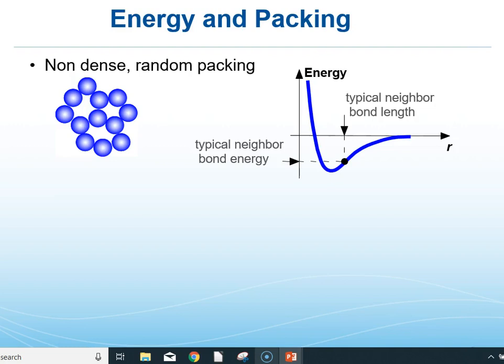Well, back to our equilibrium bond length. If you have random packing, a bunch of atoms that are just touching, it's a condensed solid. It's not a liquid we're looking at over there on the left. It's a solid, but it's certainly not crystalline. There's no regular periodic array going on there.